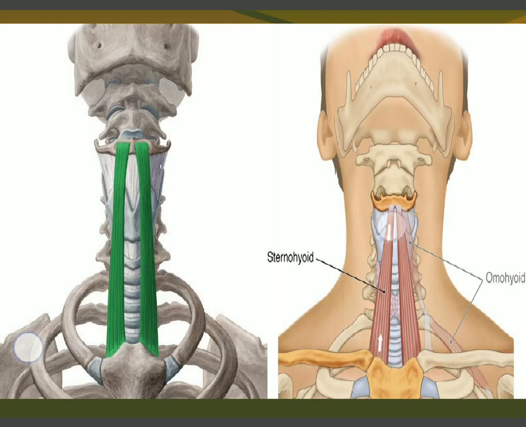Finally it gets inserted into the hyoid bone, that is the medial part of the lower border. It gets inserted into the inferior border, medial part, and the action is it will pull the hyoid bone towards the sternum, that is it will depress the hyoid bone.